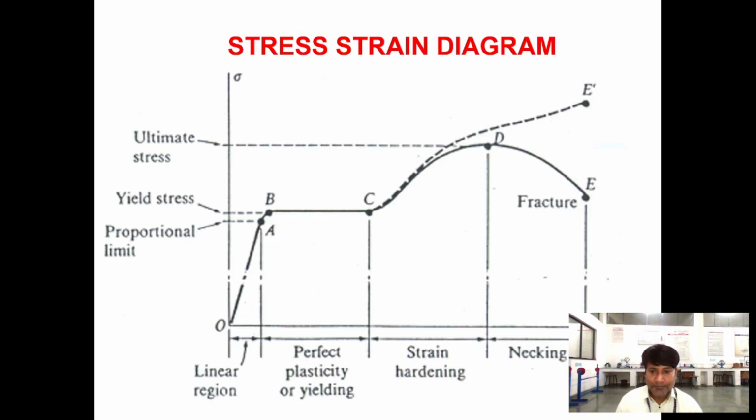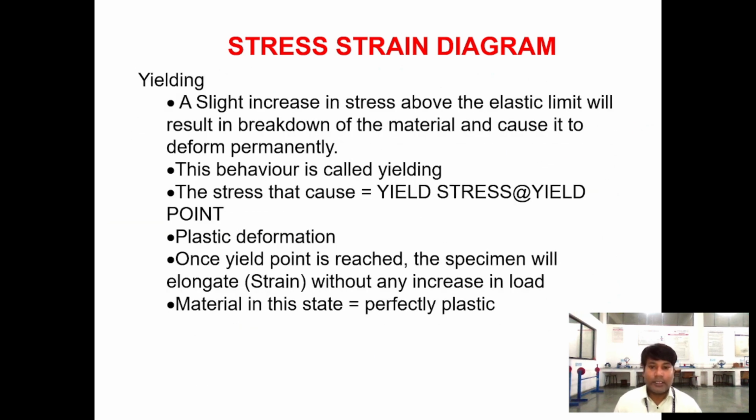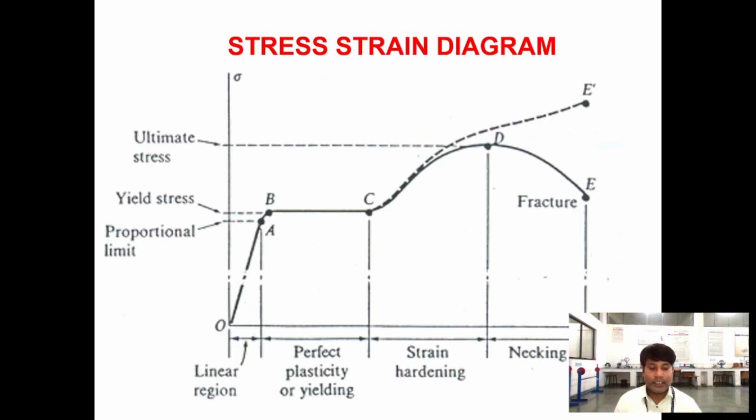So here we see that O to A is a straight line, which is called the limit of proportionality. It means stress is directly proportional to strain. And A to B is the elastic limit. Up to the elastic limit, A to B.